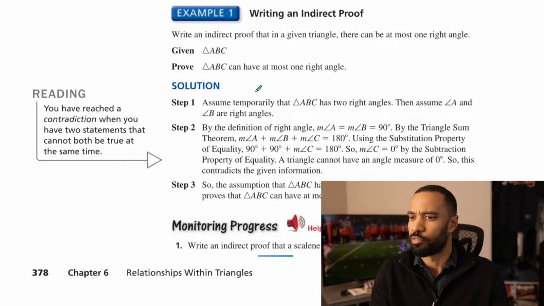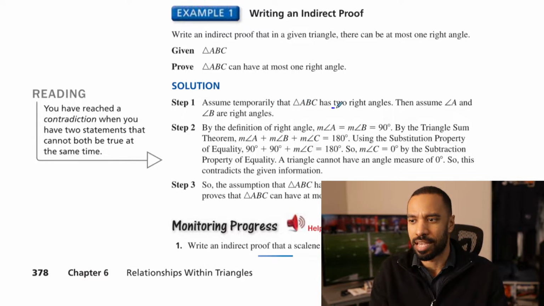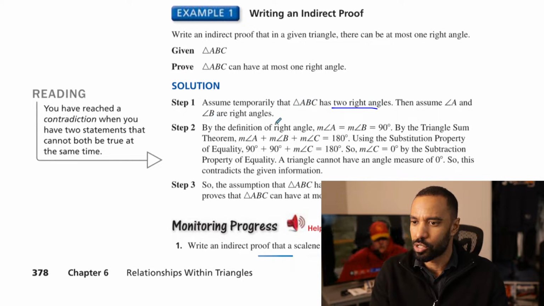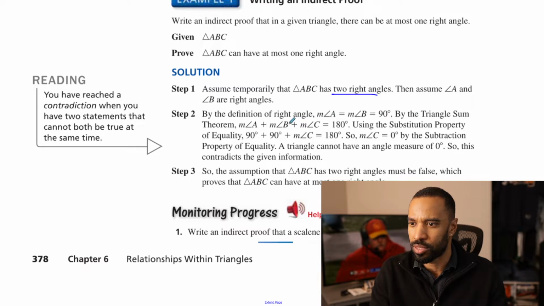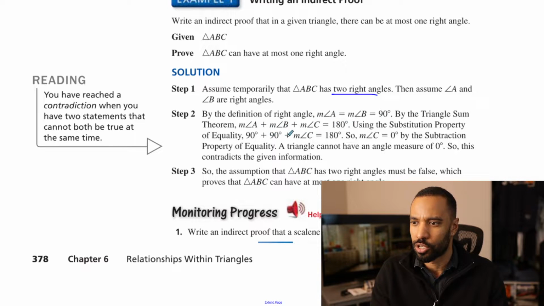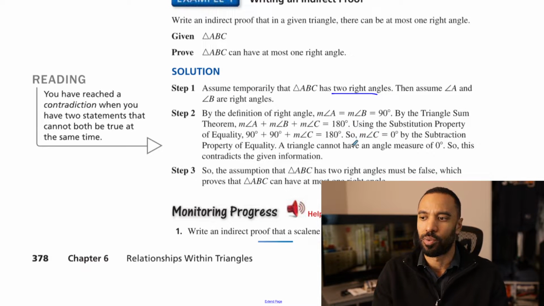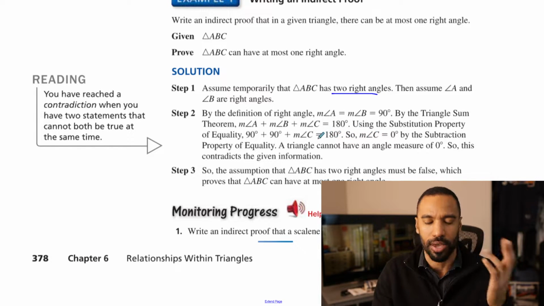I've mentioned that kind of stuff before. So let's see. Assume temporarily, yes, that it has two right angles. Then assume A and B are right angles. They both equal 90. They add to 180. They're showing a little more of the math. They're saying the measure of angle C would have to be 0 afterward, and a triangle can't have 0 degrees. So the exact same thing. Okay, that makes a lot more sense.